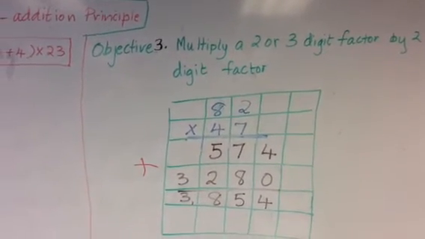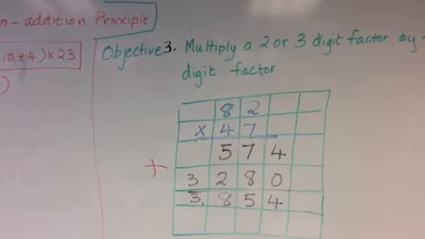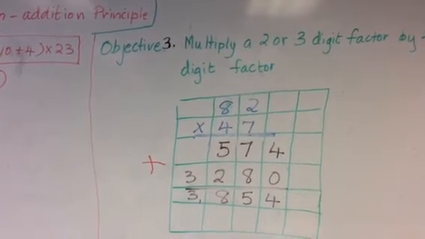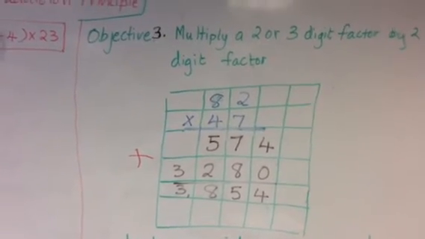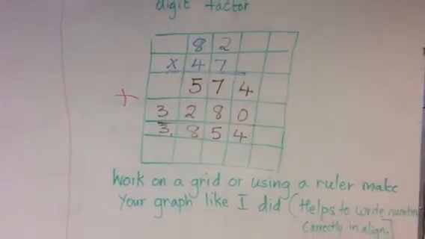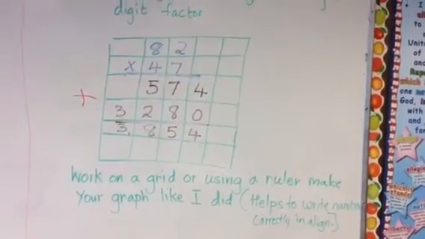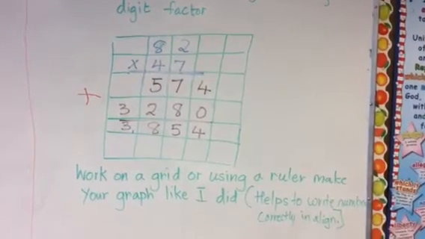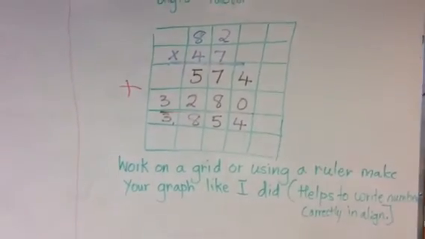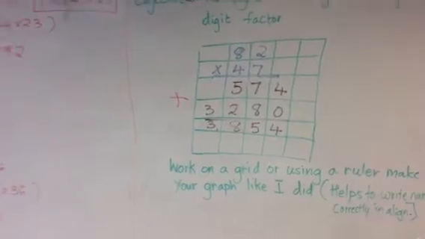So 3,854. Don't forget to put the comma. Those are place value periods. Work on a grid or use a ruler. Make your graph like I did. It helps to write your numbers correctly in a line. And that was objective 3. So now we're going on to objective 4.